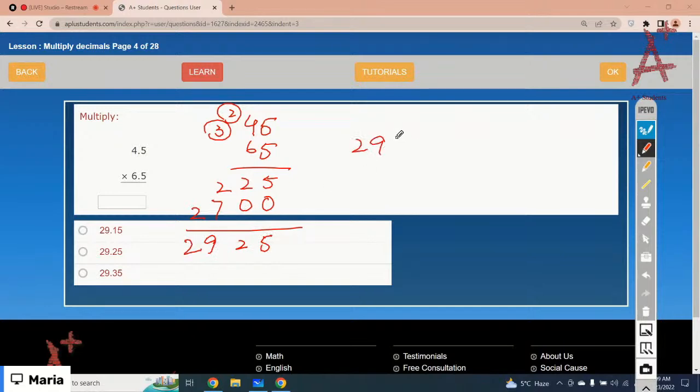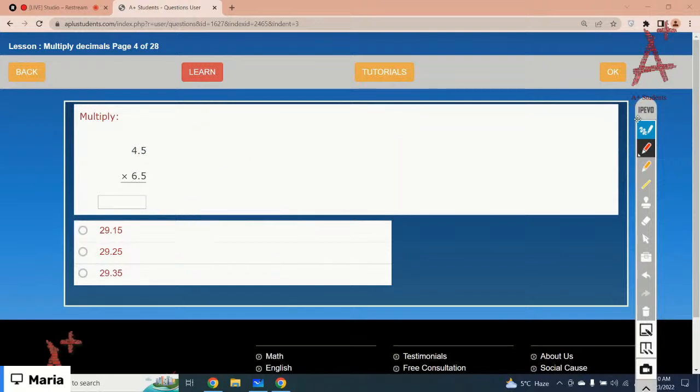So both the numbers have one decimal place. That means the answer must have two decimal places. Got it? So you have to move the decimal point two places left. So it would be 29.25. Got it? So just select the correct option and click on the OK button.